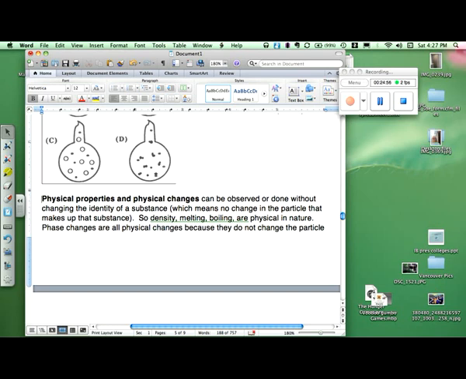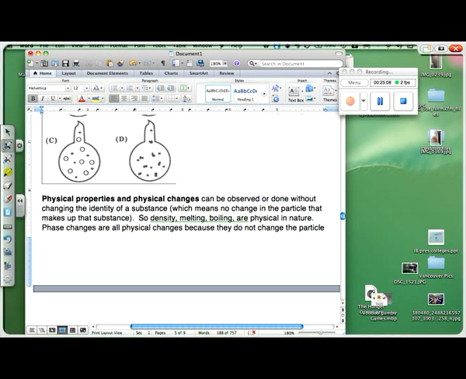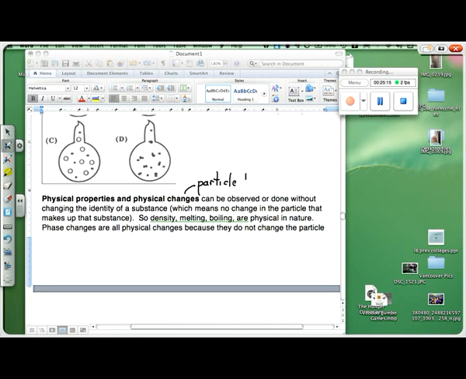So let's dive in. Physical properties and changes can be observed or done without changing the identity of a substance, which means that the particle is not changed. Very important: a physical change is one in which the particle does not change. One of the more grade school types of definitions is you can't get it back. That in general is pretty good.